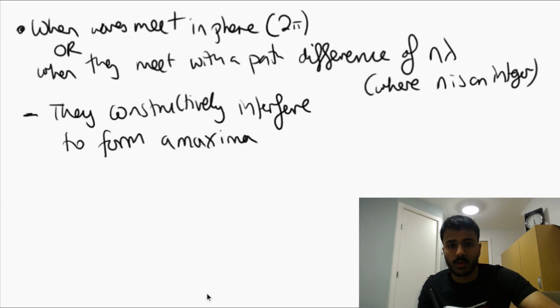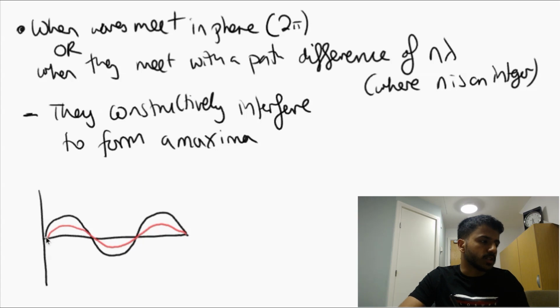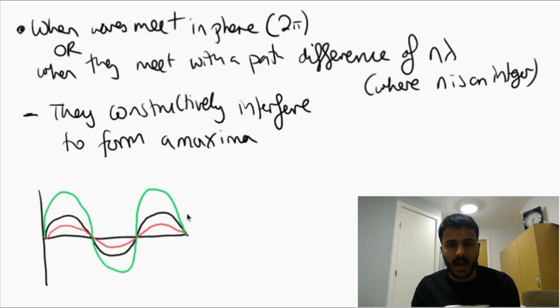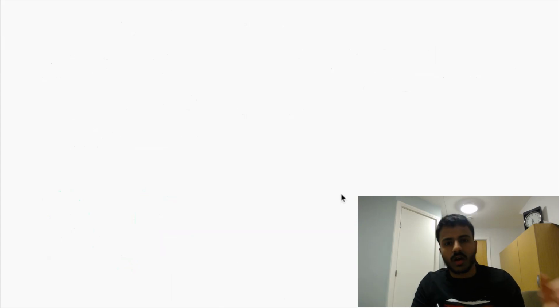And let's see what an example of this could be. Let's say I have these two waves which are in phase. When they meet, they constructively interfere. So in this case, the amplitudes add together. So the resultant wave, due to the fact that these two waves have met, looks like this. The amplitudes of the black and the red waves get added together to form the green wave. This is an example of constructive interference.